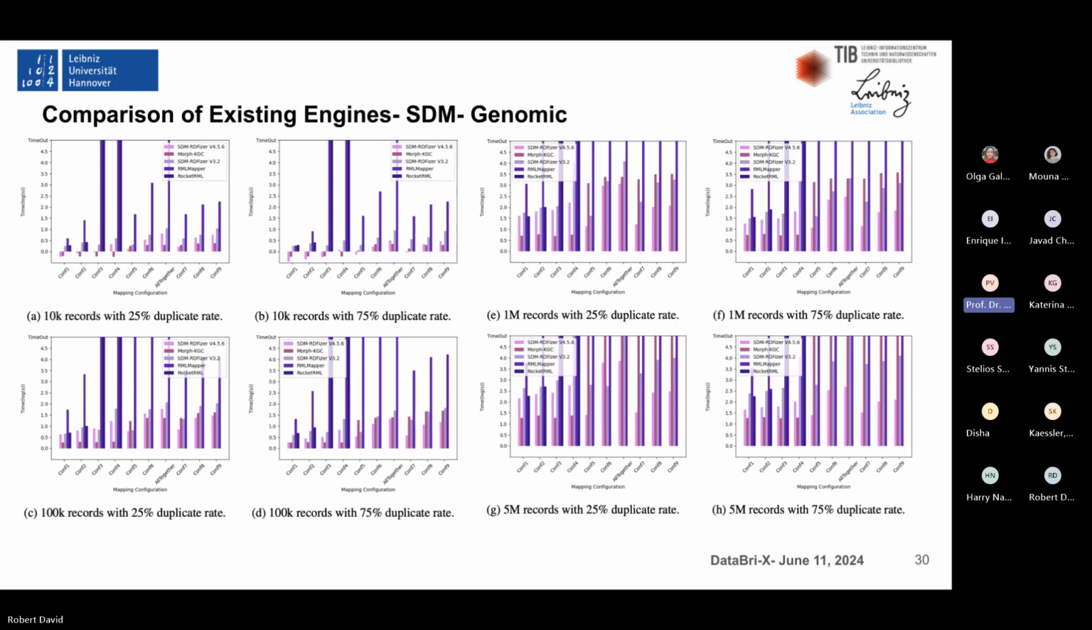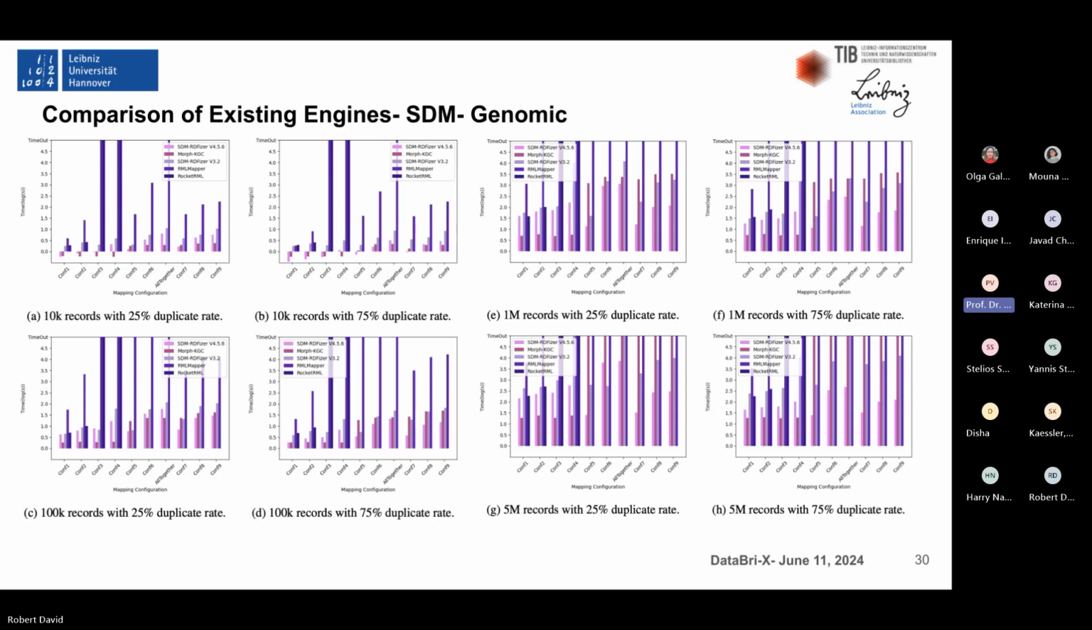We have A, B, C, until H, where we have different types of cases, the size is changing, but also the duplicated rate. And when the duplicated rate is high, we can see that all these data structures that we are defining are data structures that at the end are very beneficial when there are data sources that are overlapping or when we have duplicated values in our knowledge graph.